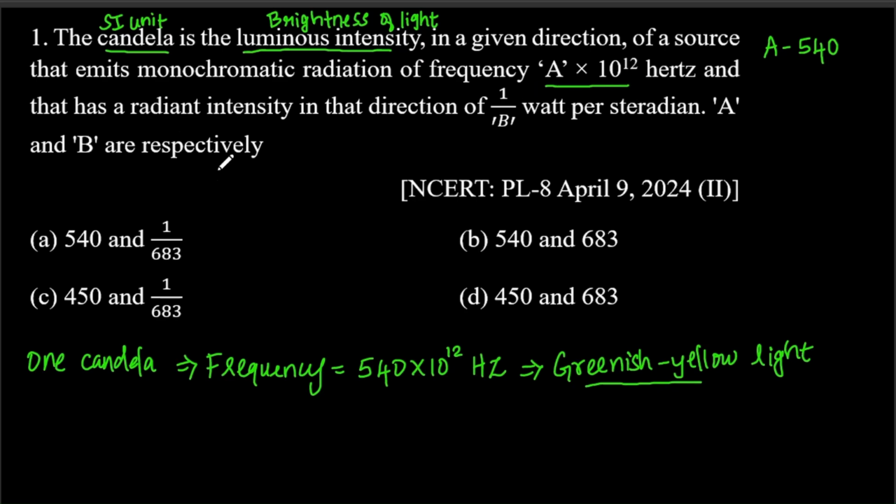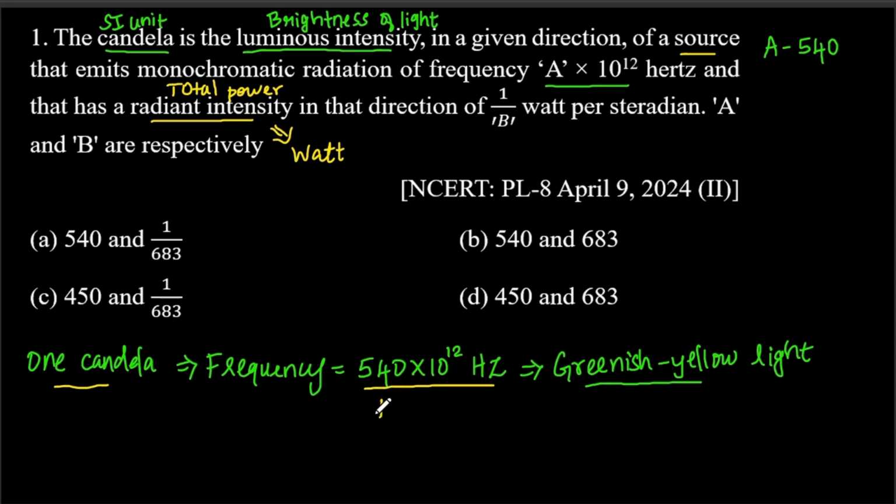Now we will go to the next part of the question. It has a radiant intensity in the direction of 1 by B watt per steradian. Now what is radiant intensity? Radiant intensity measures the total power of a radiation in terms of watt. Now we already mentioned one candela. One candela is the intensity of a source that emits monochromatic radiation of frequency 540 into 10 power 12 Hz.